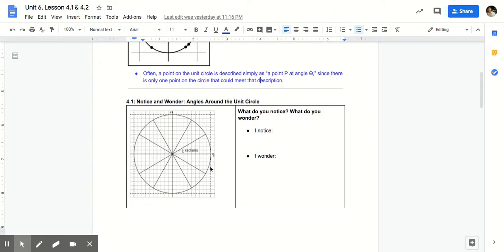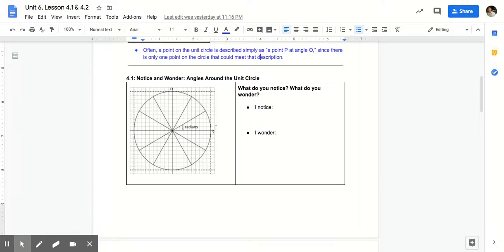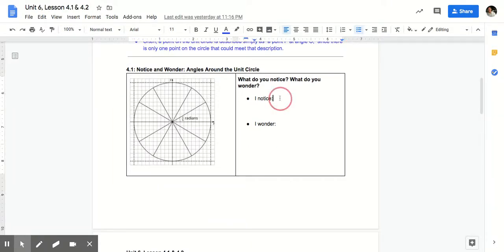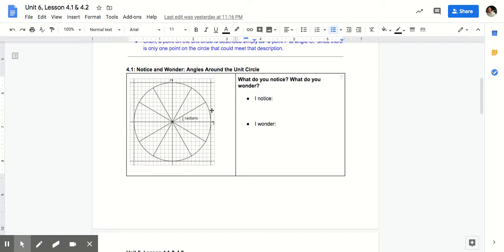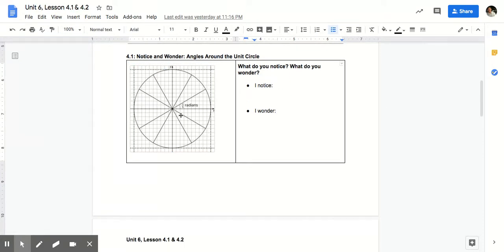Now, for the first task here, you're going to write down what you notice and what you wonder about this circle. This is an interesting type of circle that we're going to go over multiple times in this unit. So don't worry if you can't get it right away, but I just want you to observe the circle and write down what you notice and what you wonder about this circle, okay? There's a little thing right here. Maybe you'll notice that.